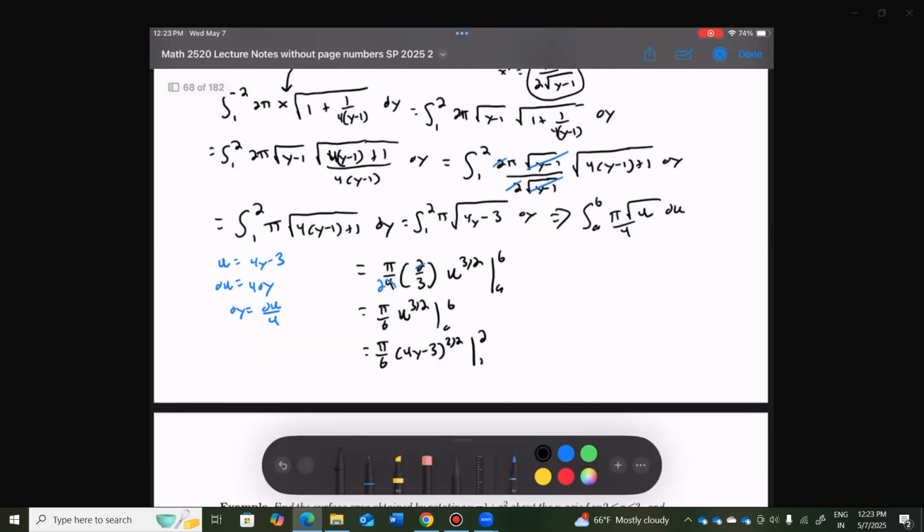Okay, so this goes to pi over 6 times 4 times 2 minus 3 to the 3/2, minus pi over 6 times 4 times 1 minus 3 to the 3/2. That'd be 8 minus 3, 5 to the 3/2, minus 4 minus 3, which is 1 to the 3/2, so that'd be just 1, times pi over 6. And you should get then, as a rounded answer, about 5.33.